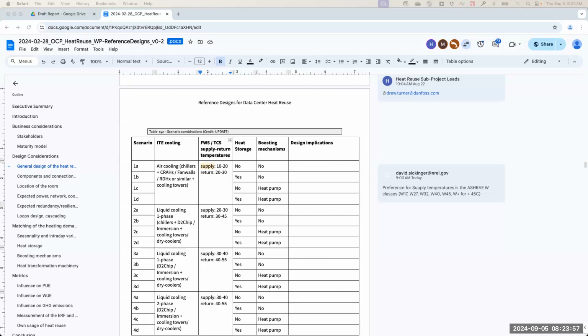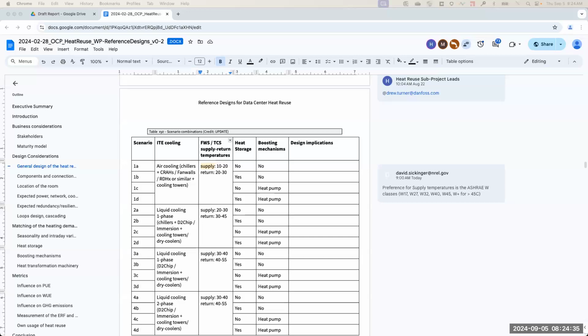Yeah, it's what we care about here, not really the ITE. Well, even though our discussion is based around heat reuse, the actual job is cooling the data. Yes, but in any case, what we're looking at here is the temperatures that are going for heat reuse. I mean, we can have an additional column if you want, and we just have both, but it will overcomplicate this table, in my opinion.